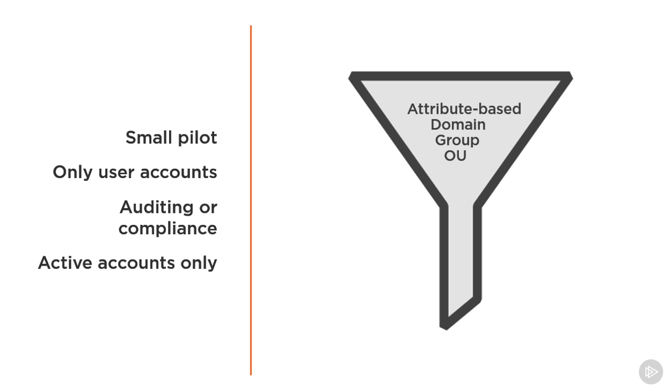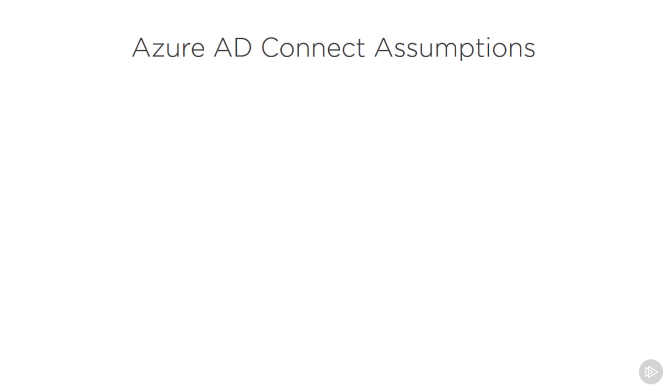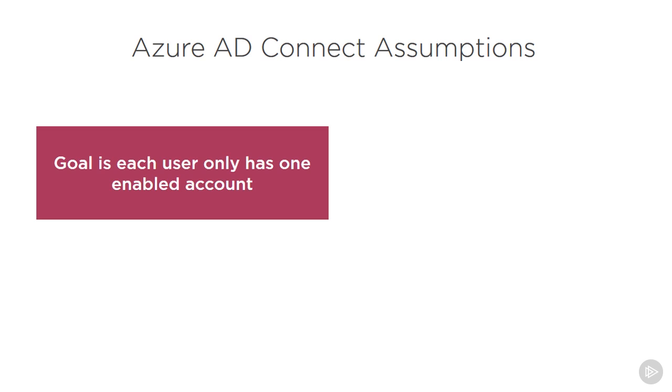I can go into a multi-domain forest and say I only want accounts from domain A within the organizational unit called active users, within a specific group, and also specify an attribute of the members of that group in the OU from that domain. So we can get very granular when configuring the filtering for the Active Directory synchronization. Now, there are some assumptions associated with Azure AD Connect when it comes to the synchronization process.